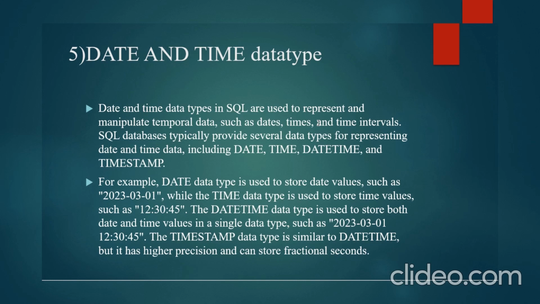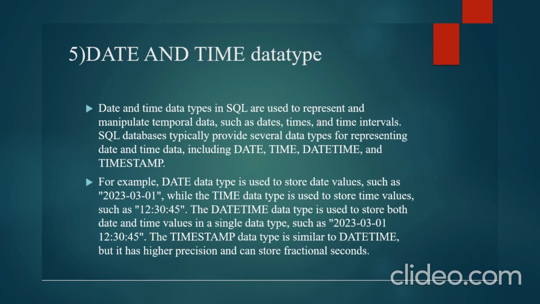The date data type stores the date, that is, the first 4 digits give the year, the next 2 digits give the month, and the next 2 digits represent the day. And the time data type is for storing the time related values. First we store the hours, the next one is minutes, and the next one is seconds.